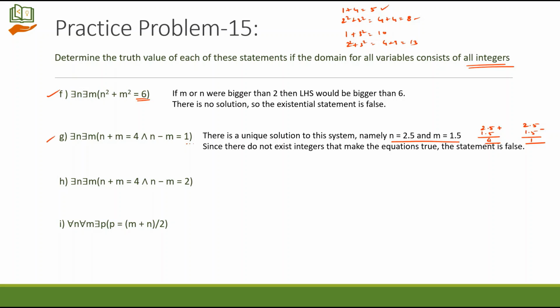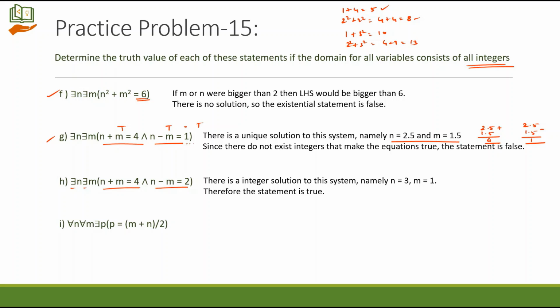What about the next one? We have n plus m is equal to 4. Both are existential. And we have n minus m is equal to 2. So in both these problems, we have two conditions that are combined by conjunction. It means this should be true, this should also be true in order to make this particular statement true. So what about this? There is an integer solution to this system, namely n is equal to 3 and m is equal to 1. So 3 plus 1 will give you 4 and 3 minus 1 will give you 2. Therefore, the statement is true.